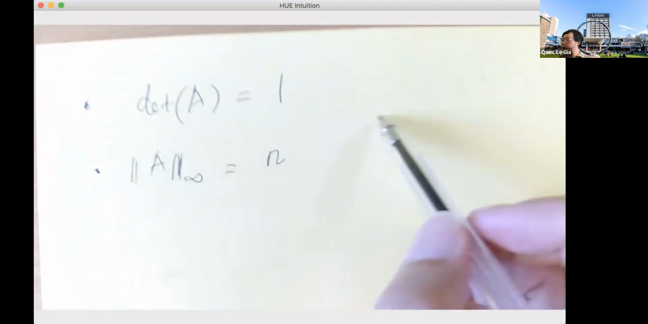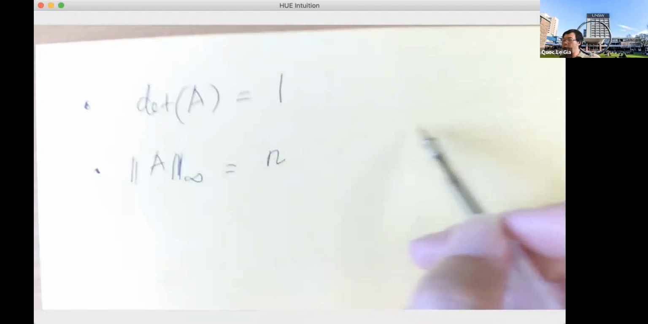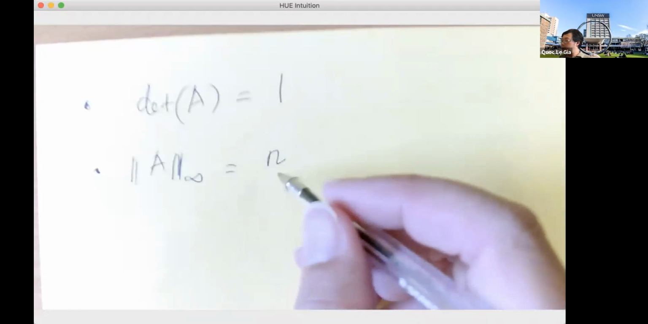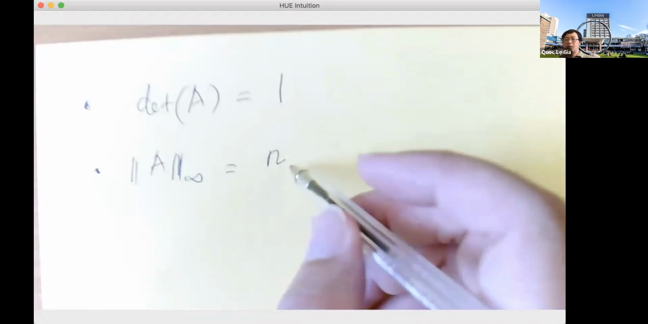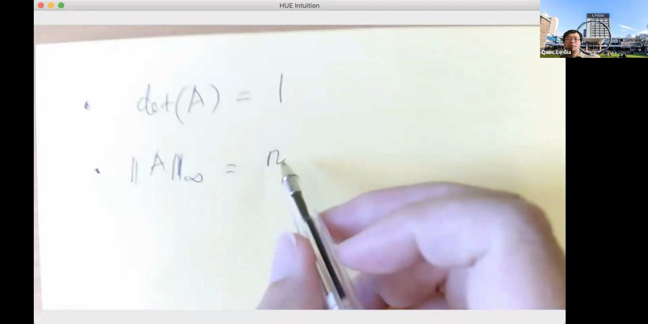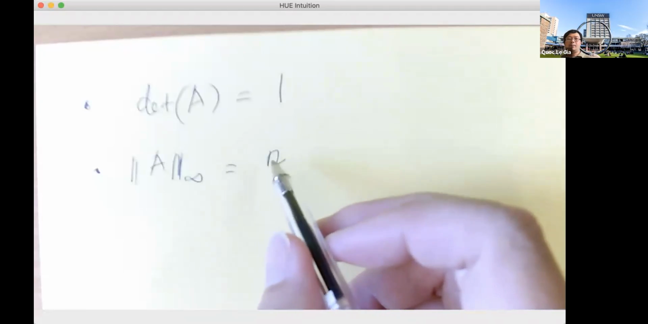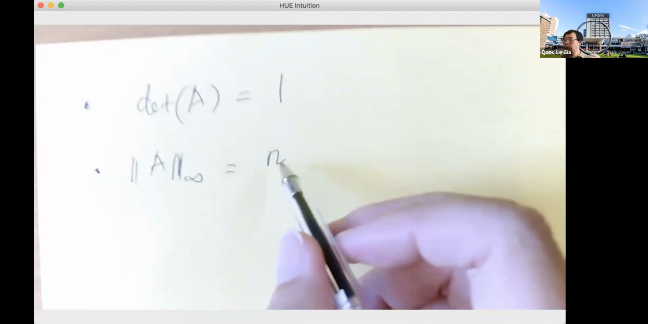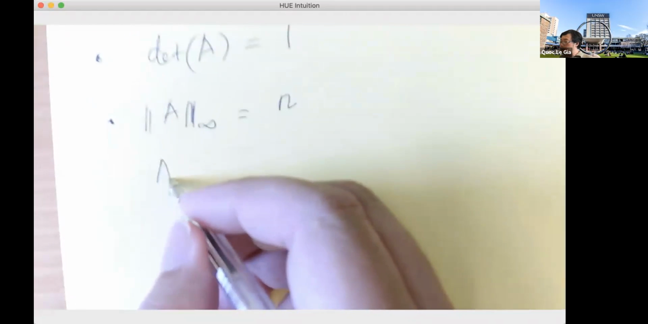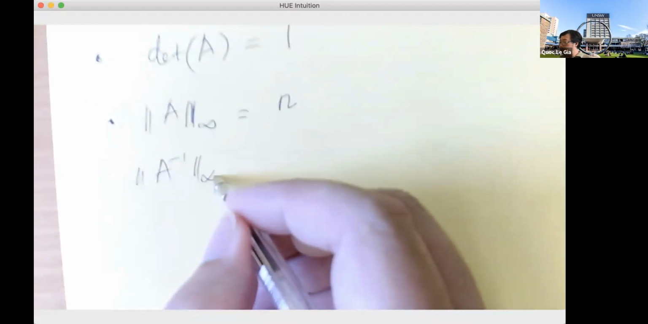Because remember the first row, all of them are ones. You just sum it up, yeah? So then the maximal row has to be the first row, yeah? The max in absolute value. And the sum of n numbers 1 is just equal to n. Okay? And what is A inverse infinity norm?